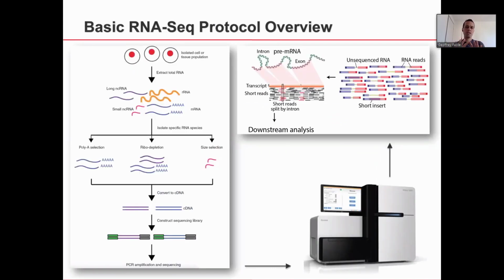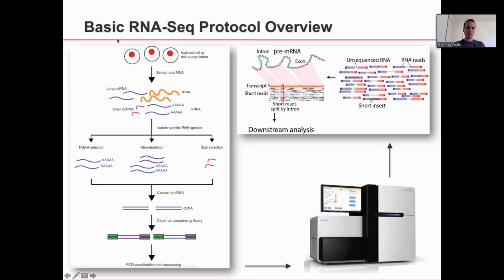To start with a basic overview of the protocol, what it looks like, and then we'll get into several of these steps in more detail. Generally speaking, you start with an isolated cell or tissue population. Now, currently we can actually sequence individual cells. This is so-called single-cell sequencing. It's a bit more complicated on the technological and statistical level. We won't get into the details about that. It's not so different from what's otherwise called bulk sequencing, where you have a population of cells or a tissue.